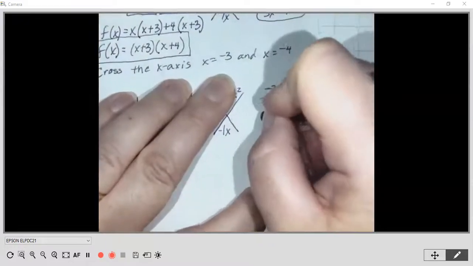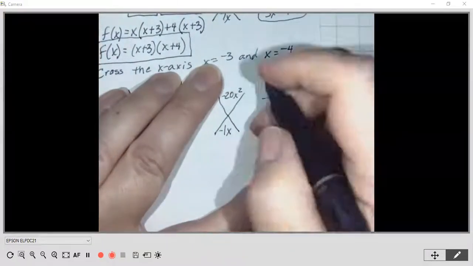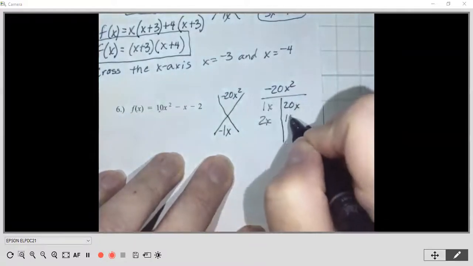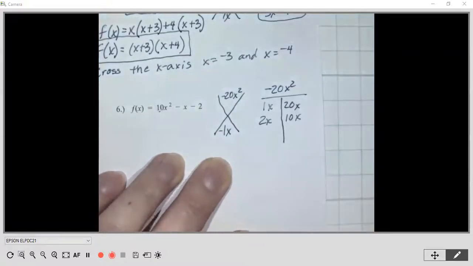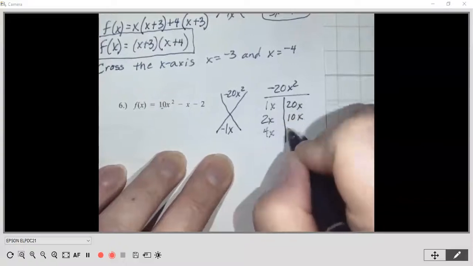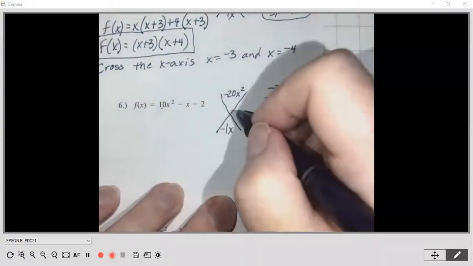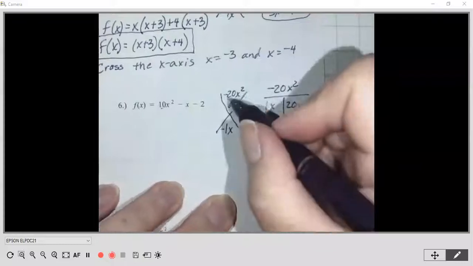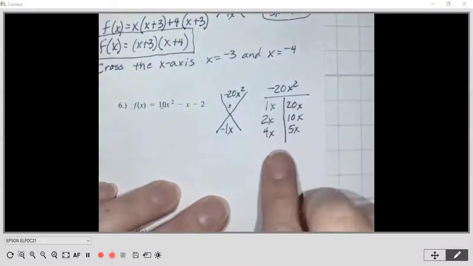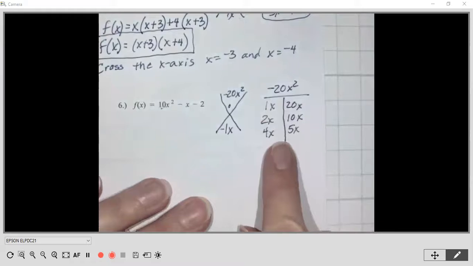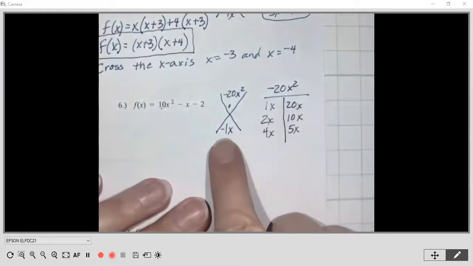That's a little too close together. Let me space that out nicer. 1x and 20x. So we can have 2x times 10x. 3 does not go evenly into 20. 4x and 5x. When we multiply these together, they multiply to negative 20x squared. So we just listed all the factors, broke out all the possible multiplication problems. Then we want to see which will add up to negative 1x.